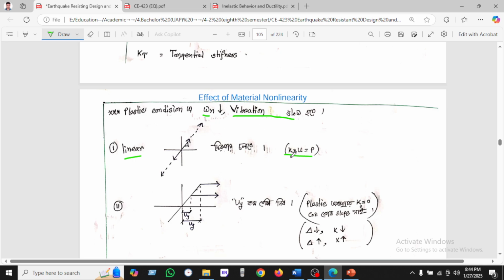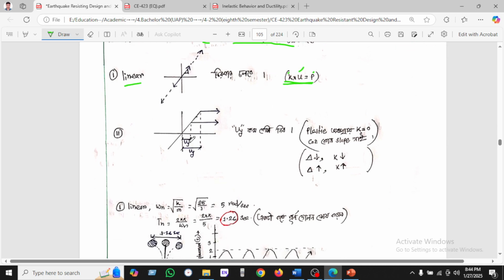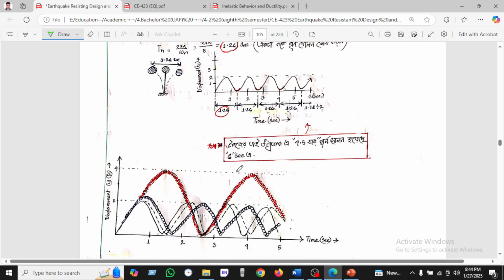For the linear case, we know the equation P equals K u, where P is force, K is stiffness, and u is displacement. You can see another, the inelastic response, reaching the ultimate. When it is plastic, the stiffness is 0. When the displacement is reduced, K is also reduced. When the displacement is increased, the stiffness also increases.